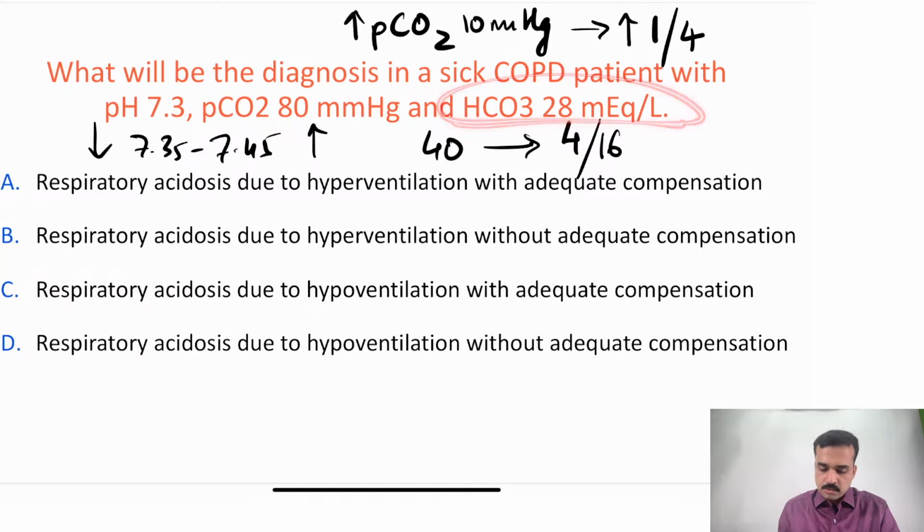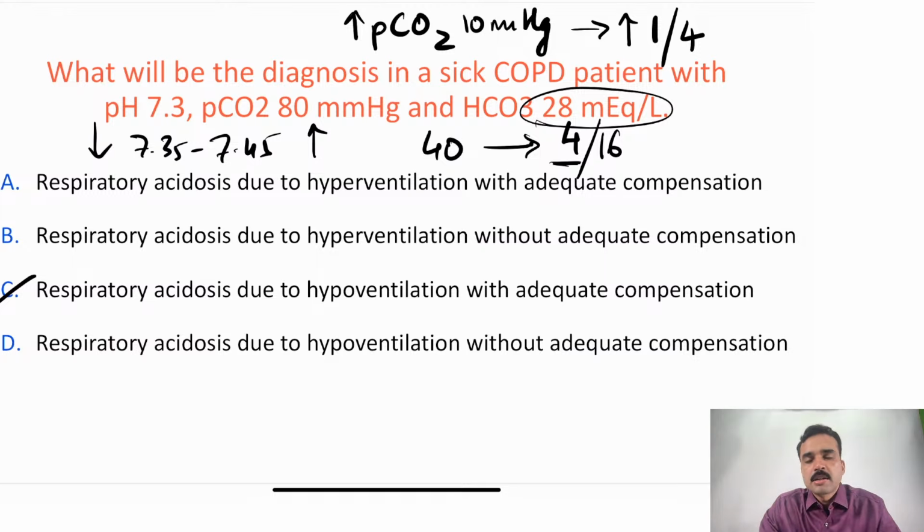So if this depicts a sick COPD patient with pH of 7.3, you have to consider that it might be an acute respiratory acidosis, in which case it becomes compensated. 7.3 is quite close to 7.35. Because the calculated compensation of bicarbonate for this level of PCO2 matches the patient's scenario, maybe the patient had acute respiratory acidosis. This becomes an adequate compensation. So: respiratory acidosis due to hypoventilation with adequate compensation.